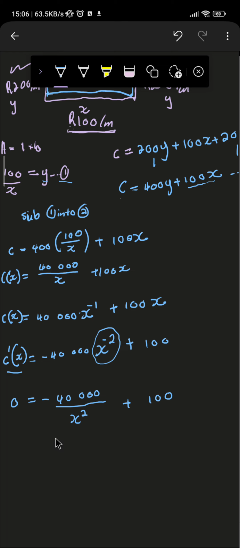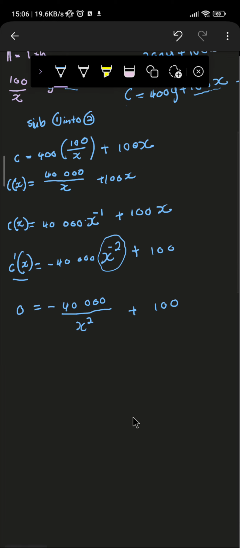So when you are in this situation, you know what to do. You take this one to the other side. It's as simple as that. When you take it to the other side, it changes the sign. If it was negative, it becomes positive on the other side, and if it was positive, it becomes negative. So we're going to have 40,000 all over x squared is equal to 100.